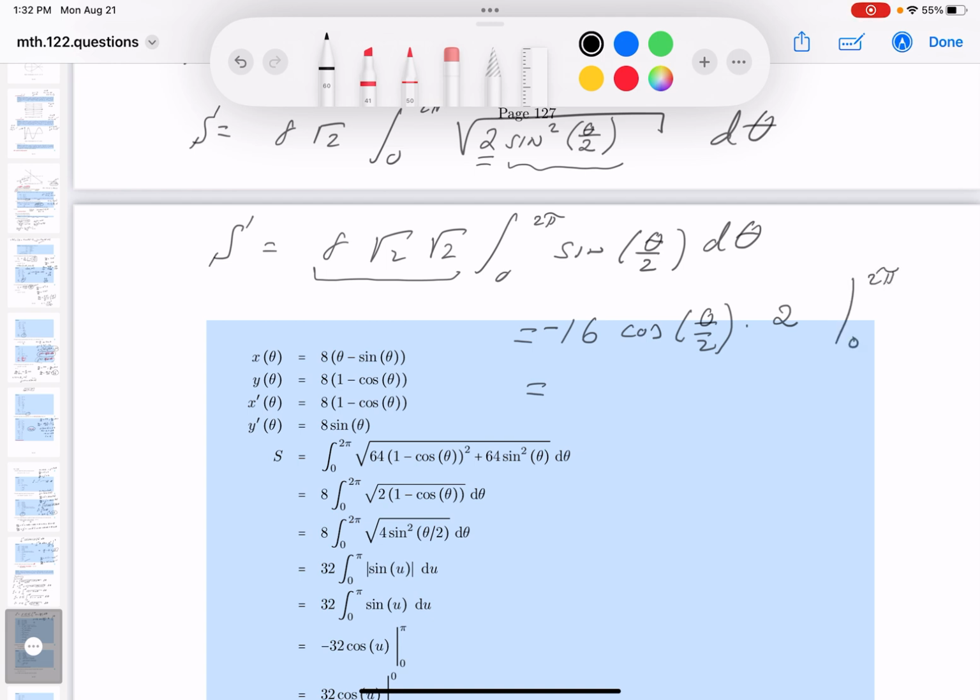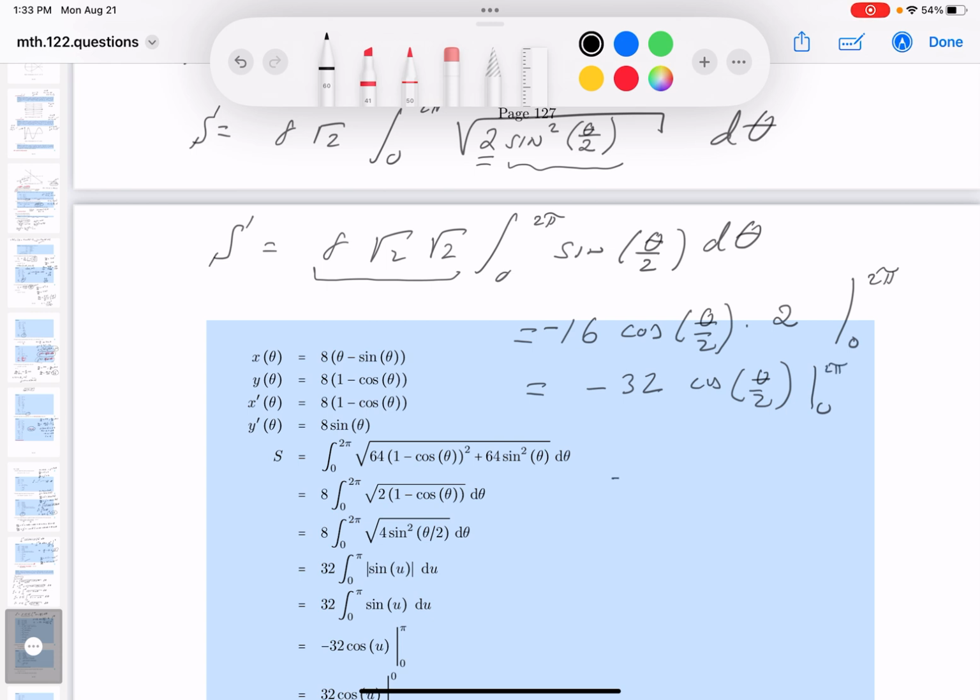Let me just say this is going to be, let's see, minus 32 cosine theta over 2. If you were to check that, you would get 32 sine theta over 2 times a half. So it seems to work out okay. All right? That goes from 0 to 2 pi.